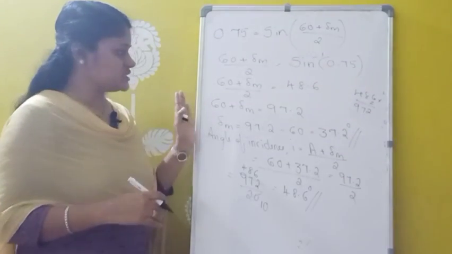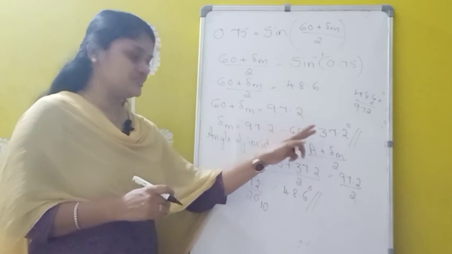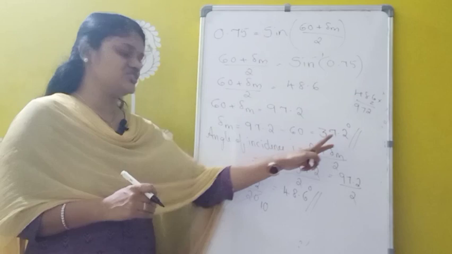Okay, so here we are using the prism formula, and we first found the angle of minimum deviation, which is 37.2. Then we found the angle of incidence i equals (A plus delta m) by 2.